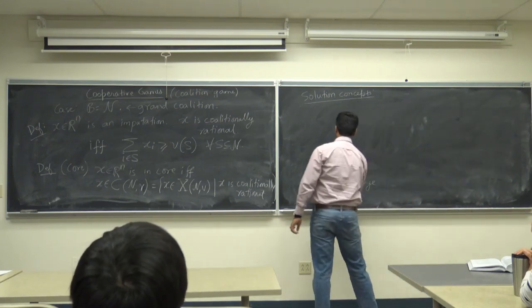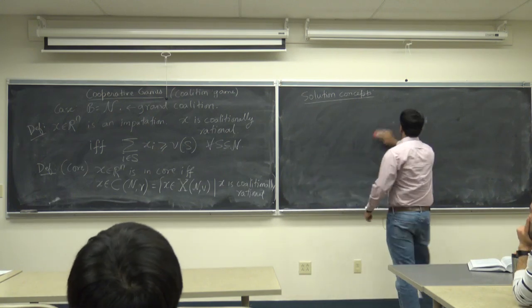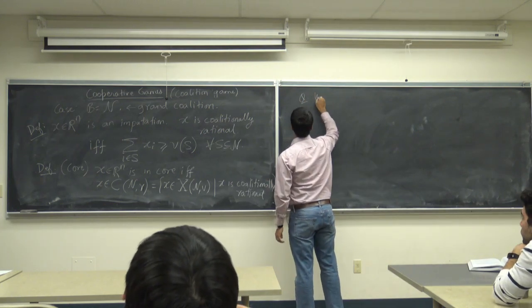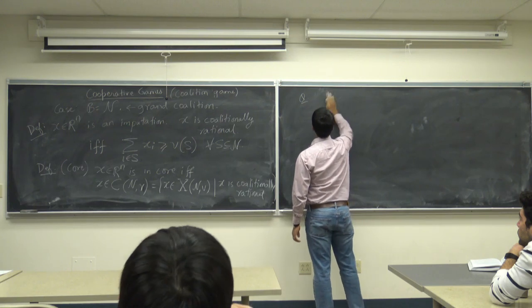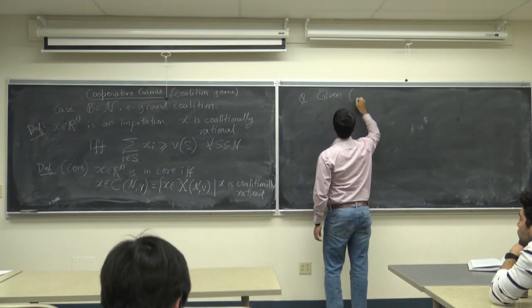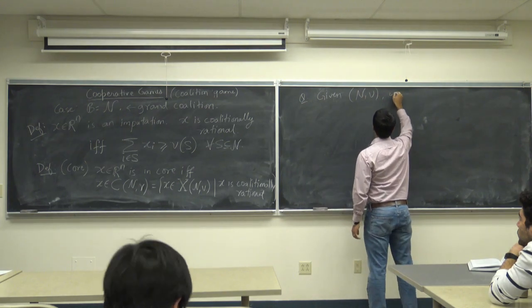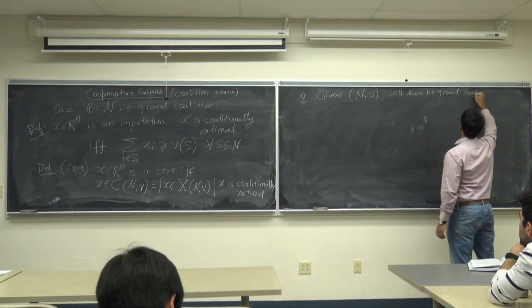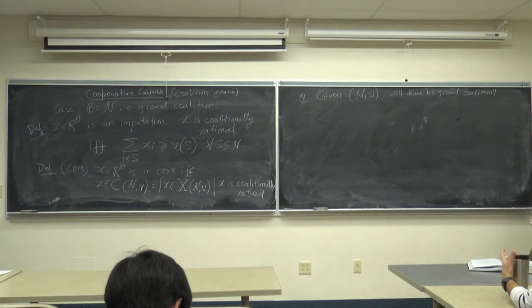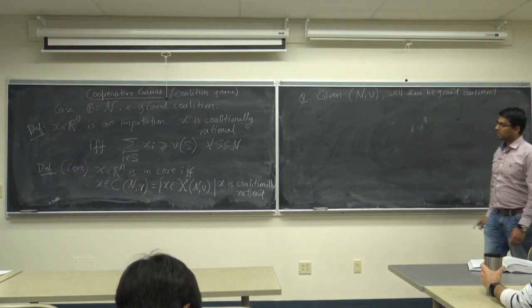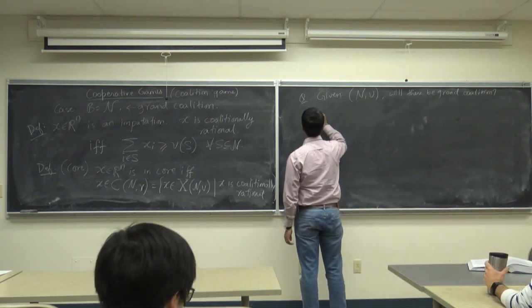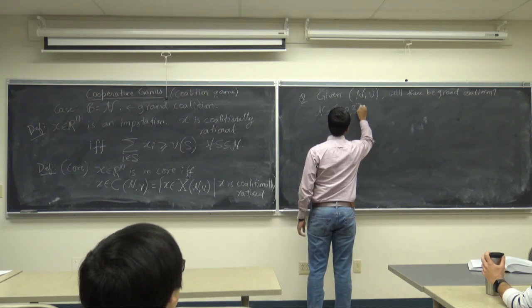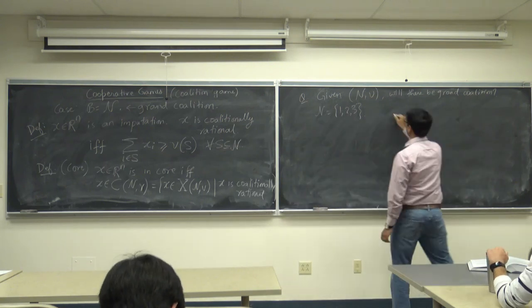So let's ask this question based on this concept of core. So the question is, given N and V, will there be a grand coalition? That's the question. So in order to prove that, let's say my N was 1, 2, and 3, and so my vector X is in R3.